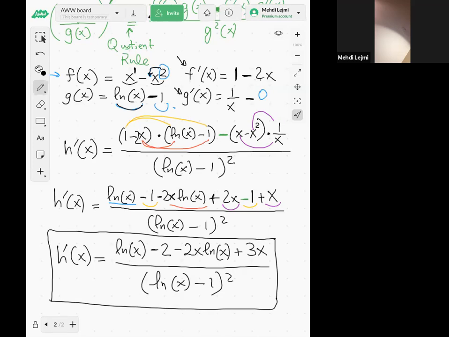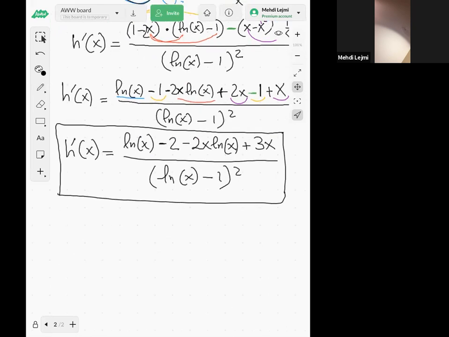All right, so next one, problem number 3. We have h of x equal to natural log of cosine of x. Here, guys, we have to be careful. This is not natural log times cosine of x. It's really natural log of cosine of x, right?